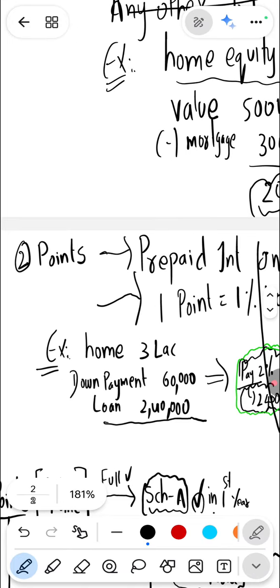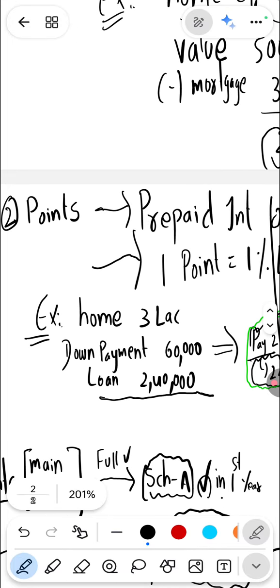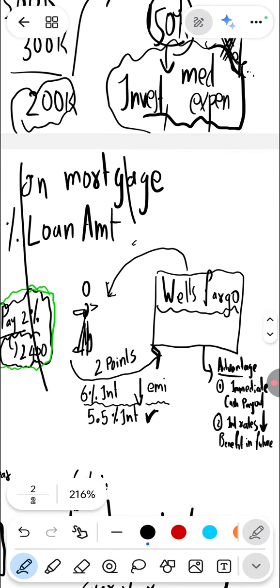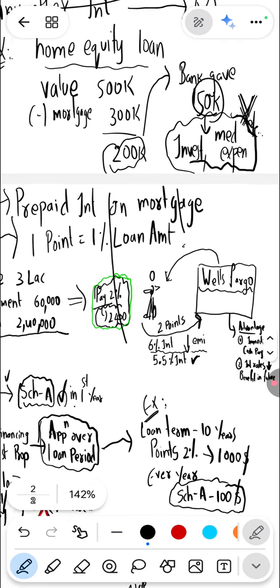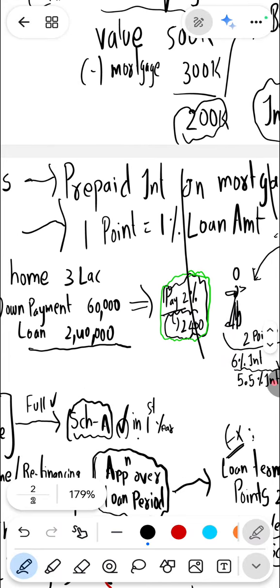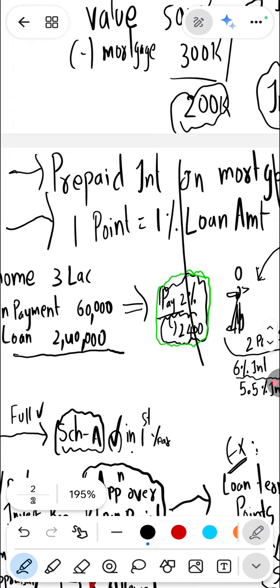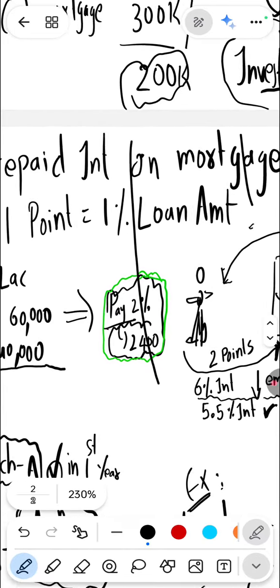So let me just take an example. Here we have a home of 3 lakhs, you're making a down payment of $60,000, and you're going for a mortgage loan of 2.4 lakhs. Points is a percentage of the loan. So you go to a Wells Fargo bank, you ask them, hey buddy, I want to purchase a home, I want some loan. He says okay, you are paying 60,000 down payment and the loan is 2.4 lakhs, so just pay me 2% of the loan amount, that is 4,800.